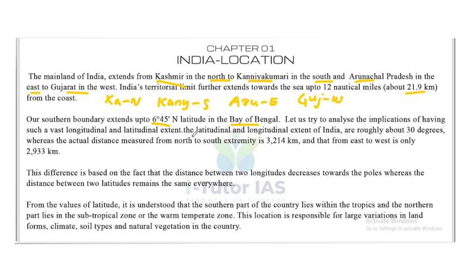Now, the latitudinal and longitudinal extents of India are roughly about 30 degrees, whereas the actual distance measured from the north to south extremity is 3214 km, and that from east to west is only 2933 km. So the north-south extension is 3214 kilometers, but the east-west extension is only 2933 kilometers.